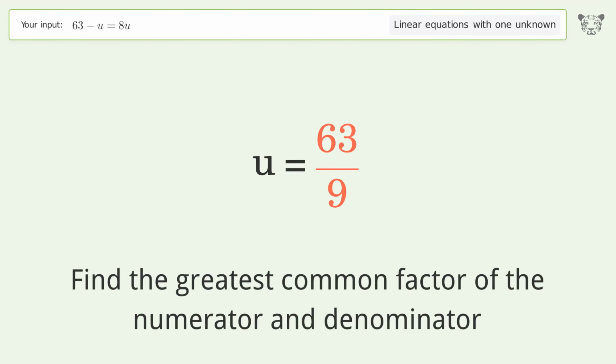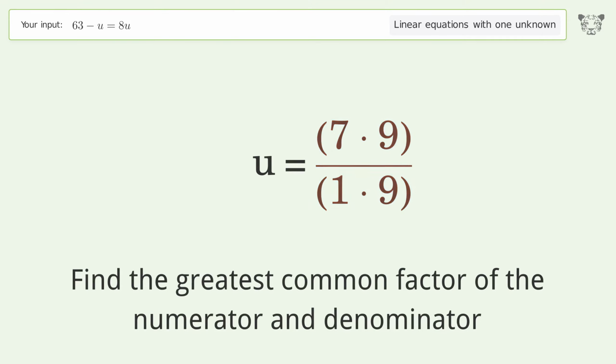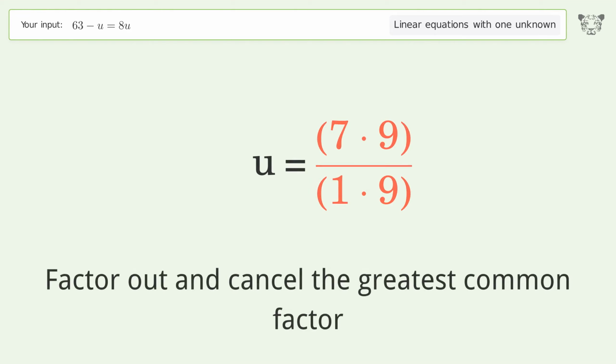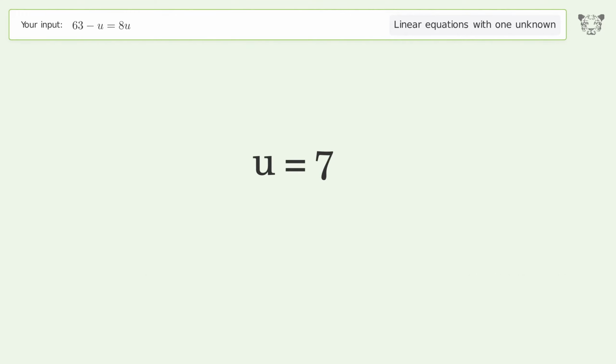Find the greatest common factor of the numerator and denominator. Factor out and cancel the greatest common factor. And so the final result is u equals 7.